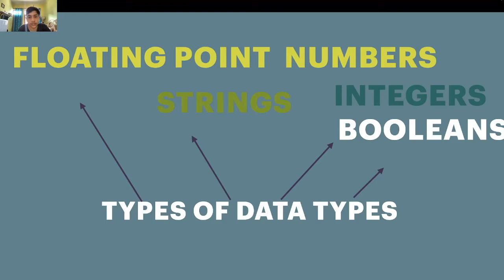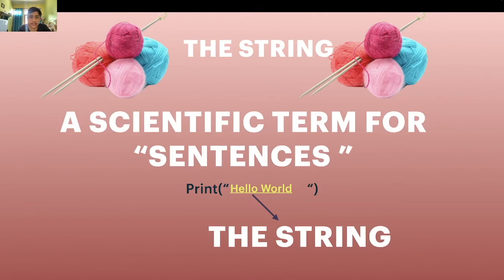This is confusing, but I will be telling it to you step by step. Floating point numbers, these are like decimals. So floating point numbers, strings, integers, booleans, etc. Yeah, so let's just move on to the next slide.